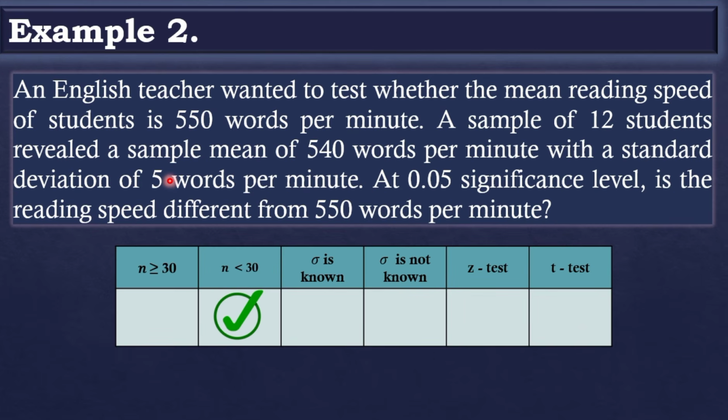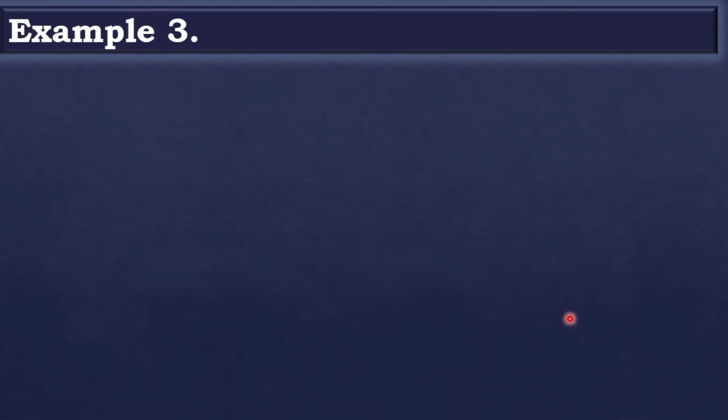So, ibig sabihin, yung population standard deviation natin ay hindi siya given. So, saan natin i-check? Dito. Okay? So, the population standard deviation is not known. Therefore, what test statistic ang gagamitin natin? T-test. Kasi yung N natin is less than 30 and then the population standard deviation is not known. Ang given dito ay sample standard deviation. Therefore, t-test ang gagamitin. Next.